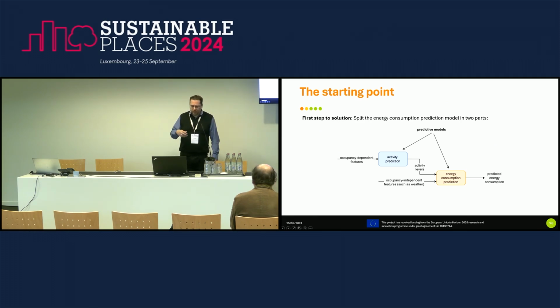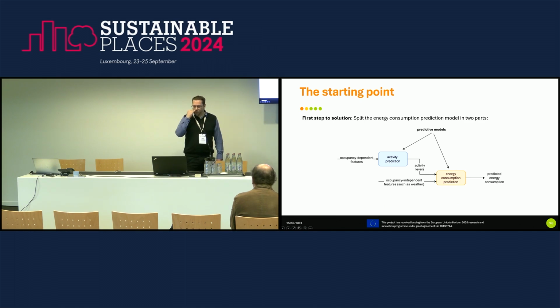And we have already developed a method to estimate it. The idea is that you have that model, and then you have another model, this yellow thing, that given the activity and the external features like weather, estimates energy consumption. And why is this useful?